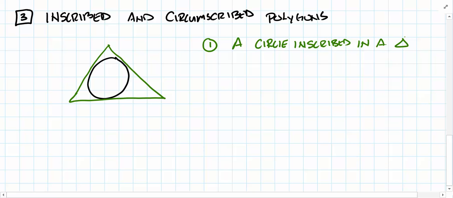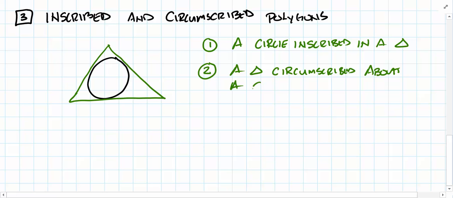What's the other way that we could say this statement? A triangle circumscribed about a circle. Yeah, very good. About the circle means all the way around.